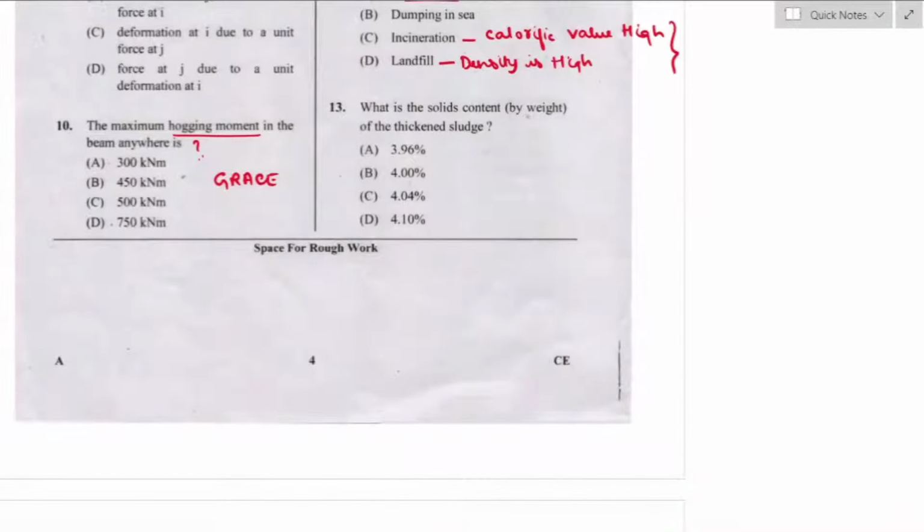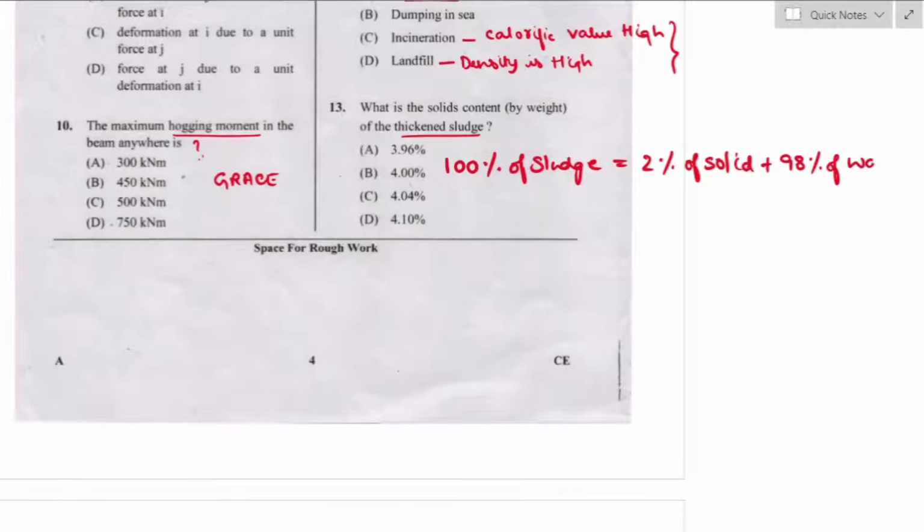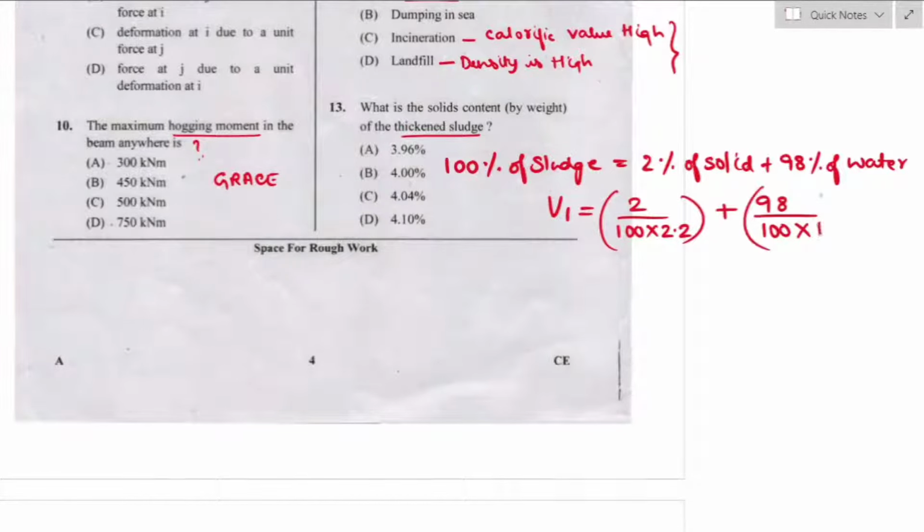Question number 13. What is the solid content by weight of a thickened sludge? 100% of the sludge is equal to 2% of the solid content plus 98% of the water content. So the volume of the sludge is equal to 2% solid content, meaning 2 divided by 100 multiplied by its specific gravity. So 2.2 is the specific gravity of the solid content. 98% of water means 98 divided by 100. 1 is the specific gravity of water. So the volume of the sludge is equal to 0.0989 meter cube.